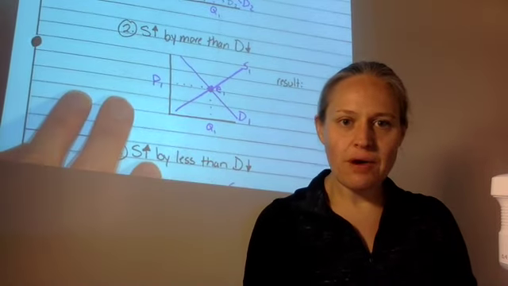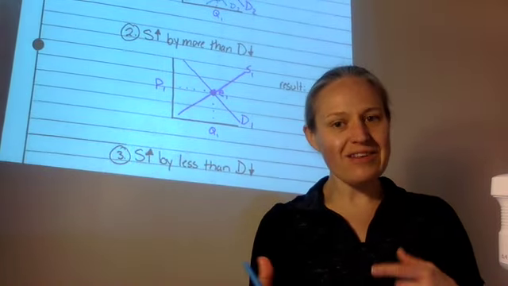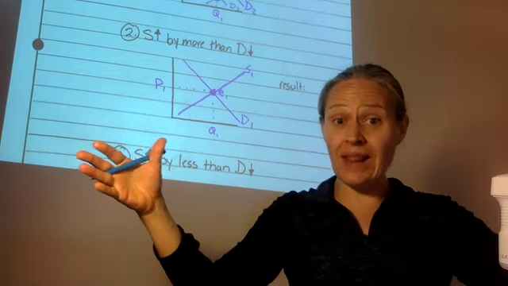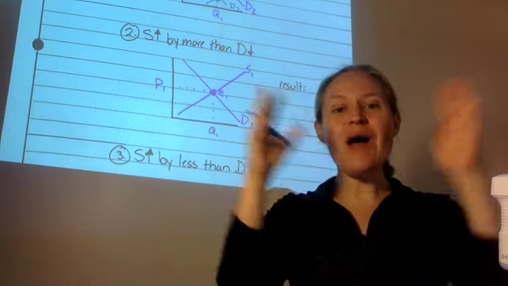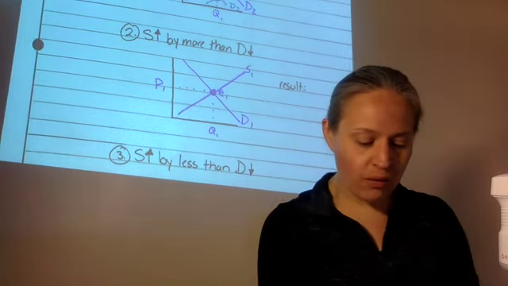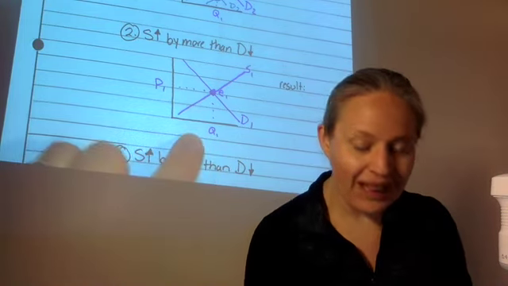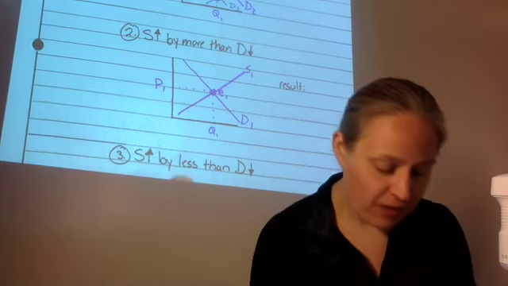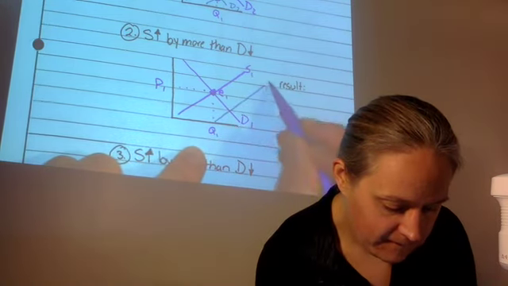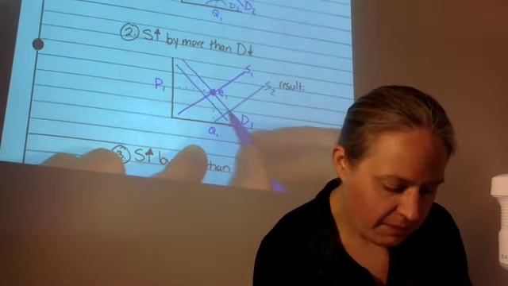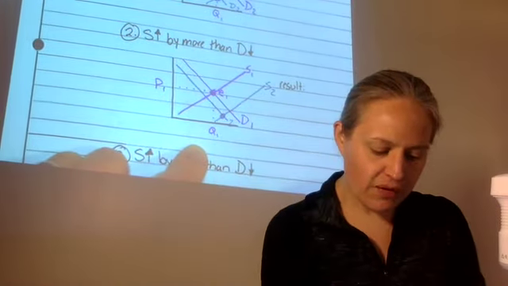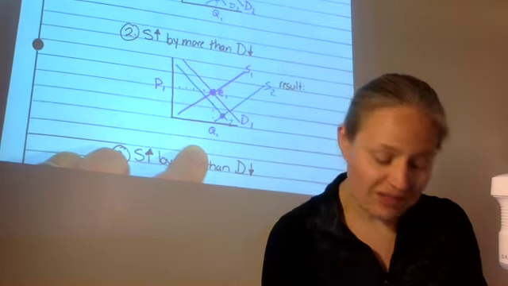Next one, supply goes up by more than demand goes down. So supply is going to go up a lot and demand is going to go down a little. And remember to put your second equilibrium point where the S2 and the D2 meet.